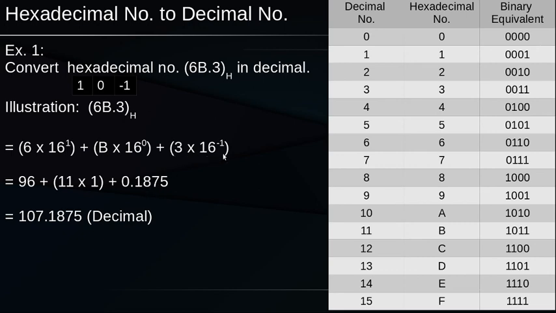And 3 into 16 power minus 1 become 0.1875. If we add all these values, we get 107.1875, which is decimal equivalent of this hexadecimal number.